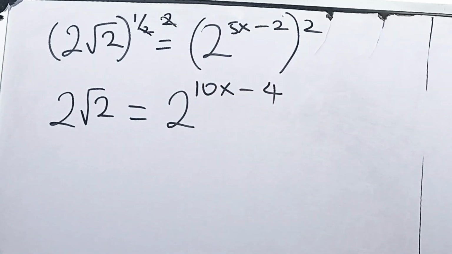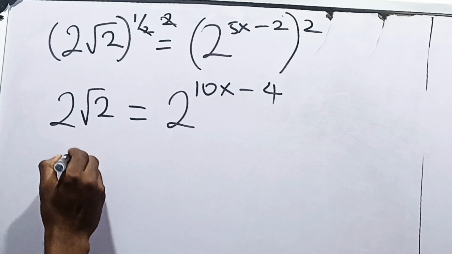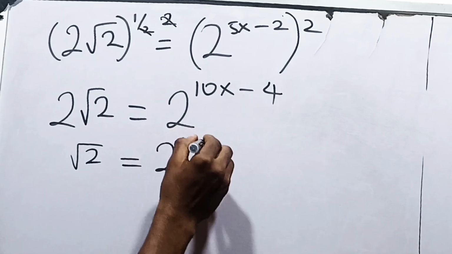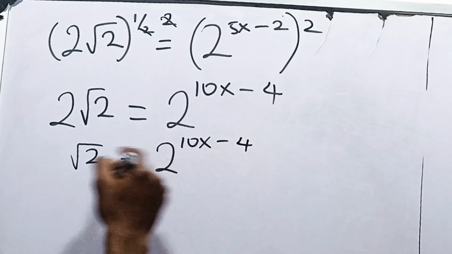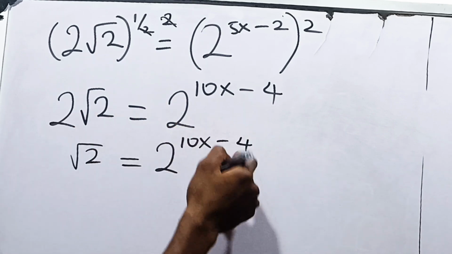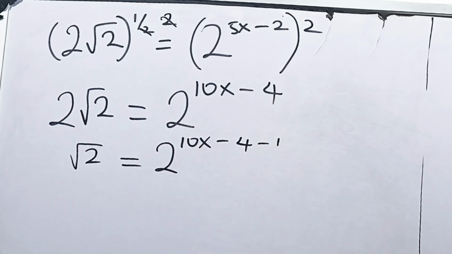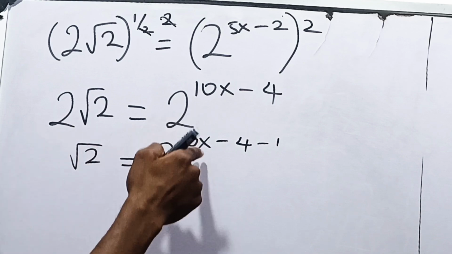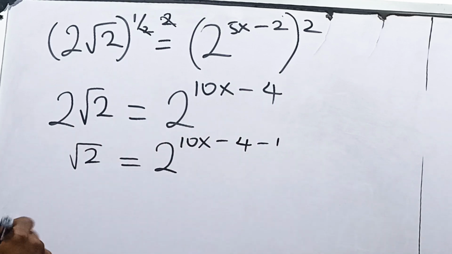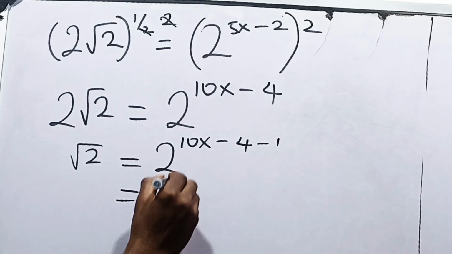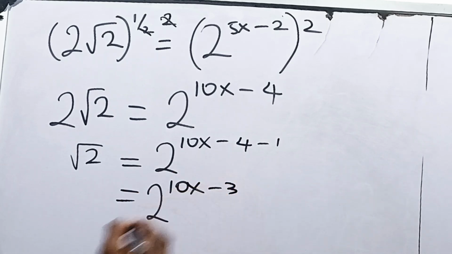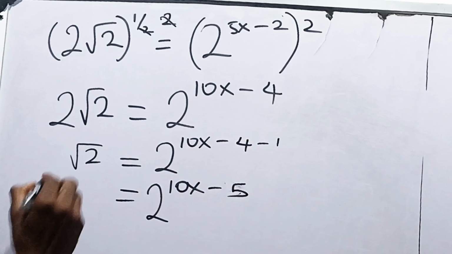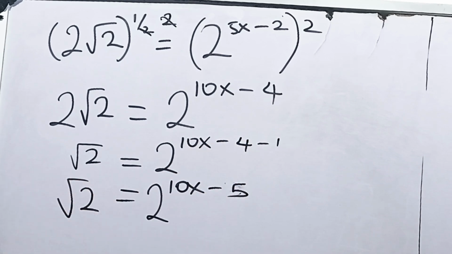Alright, moving on from here, we can go ahead and say that this is root of 2 to be equal to 2 raised to the power 10x minus 4. Now remember that this is 2 here, so we divide by 2, which means we minus 1 from here, because we're dividing both sides by 2. If you divide this side by 2 it is 1 times root 2. Dividing this side by 2 is the same as minusing 1 from the power. So we have that this is equal to 2 raised to the power 10x minus 4 minus 1, which is minus 5. And this is equal to root of 2.